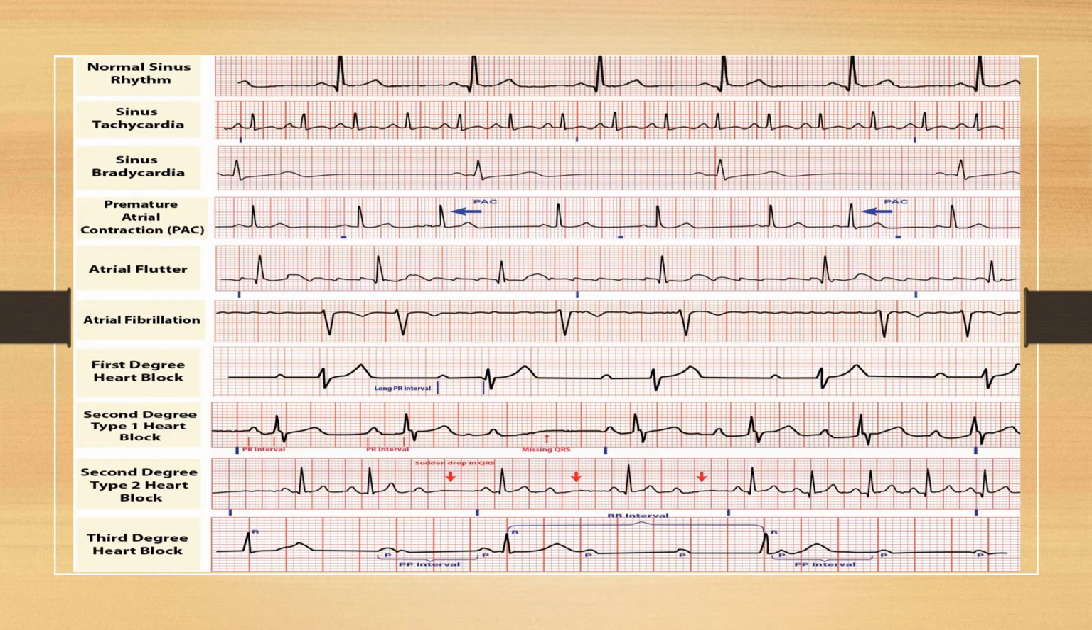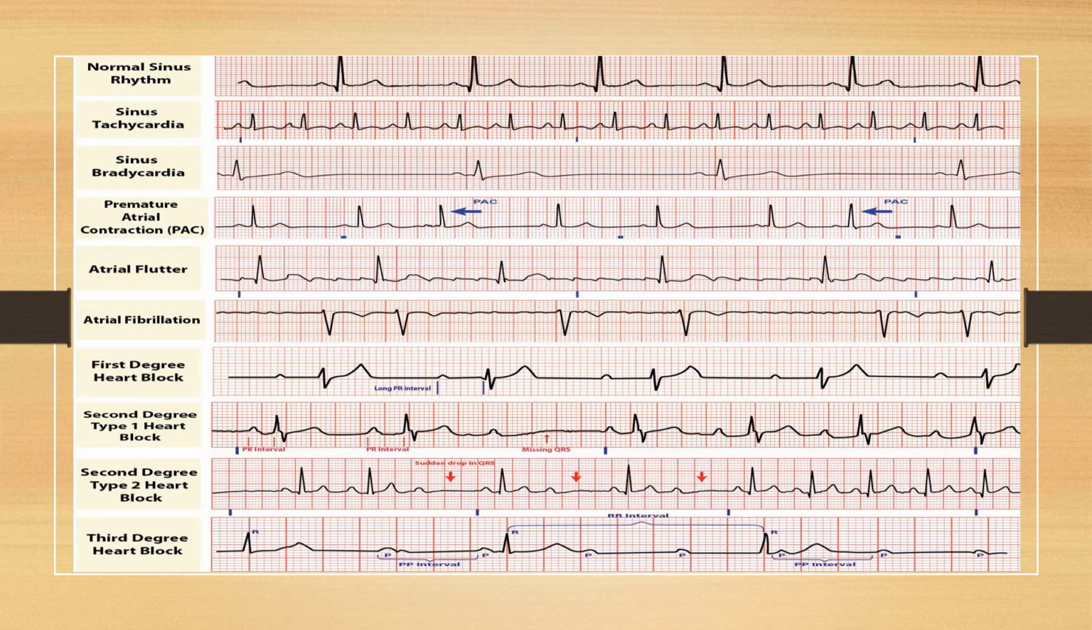Let's go to the third beat. P wave, QRS, and it just continues that way. So there's no dropped QRSs. The AV node is letting every P wave be conducted. It's just taking longer. That's a first degree AV block.